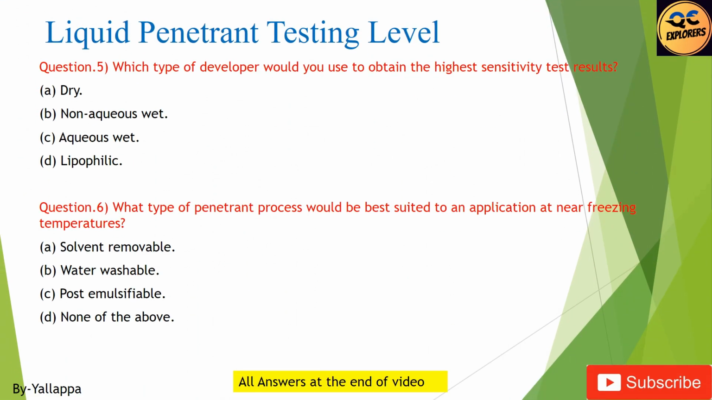Question point 5. Which type of developer would you use to obtain the highest sensitivity test results? Dry. Non-aqueous wet. Aqueous wet. Lipophilic. Question point 6. What type of penetrant process would be best suited to an application at near freezing temperatures? Solvent removable. Water washable. Post-emulsifiable. None of the above.